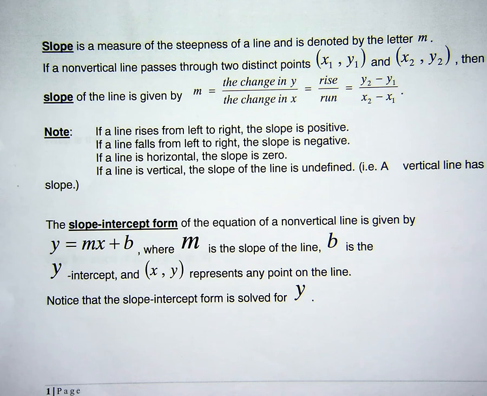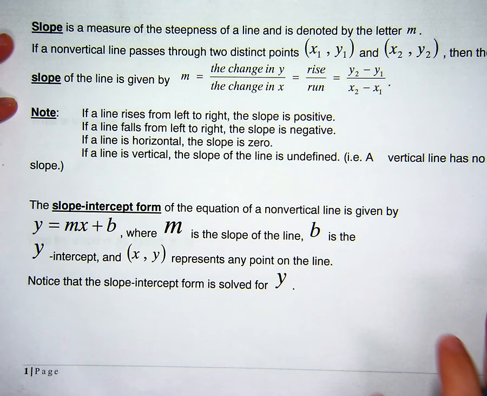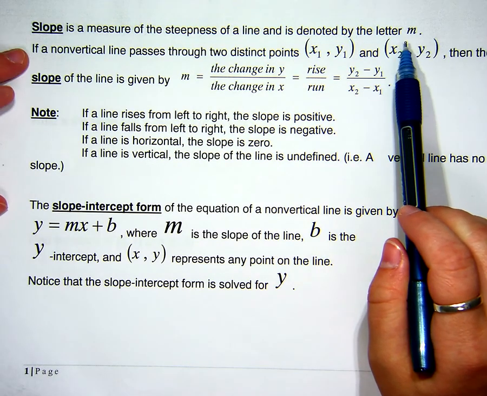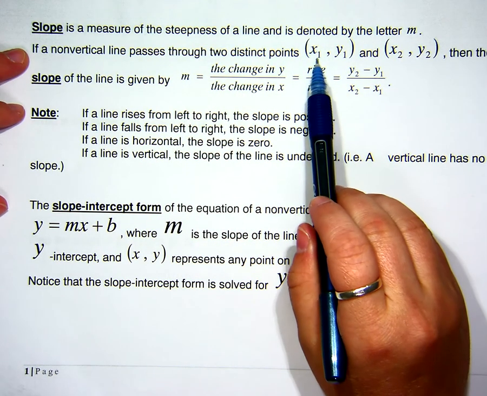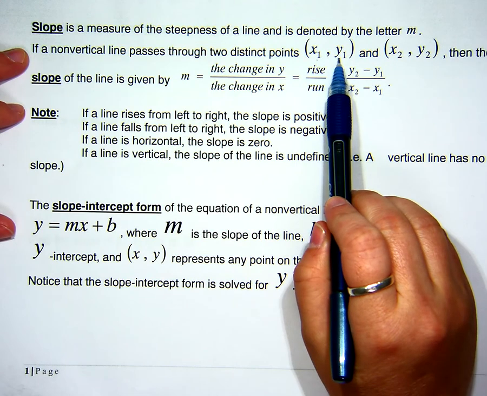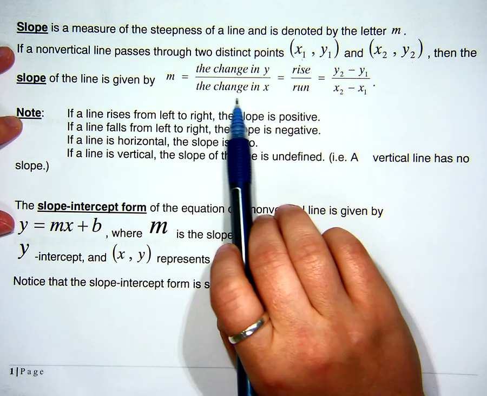Let's talk about point slope, or slope, for a moment. Slope is a measure of steepness of a line and is denoted by the letter lowercase m. If a non-vertical line passes through 2 points, x1, y1 and x2, y2, then the slope of the line is given by the change in y, or delta y, over the change in x, or delta x.